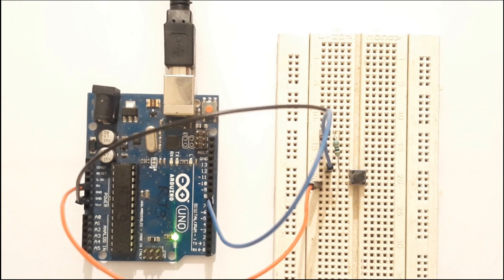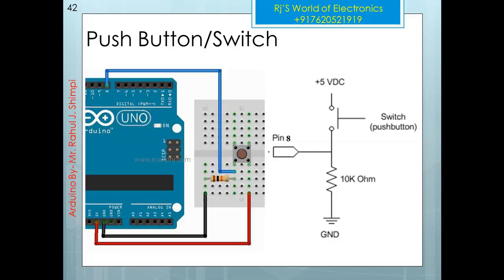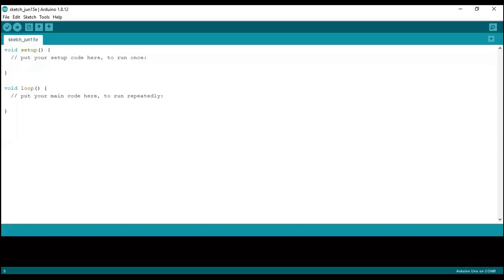Now we have to write a program for this circuit. In the circuit diagram, pin number 8 is connected to one leg of the button, so we have to configure this pin as an input. Pin number 13 is connected to the inbuilt LED, so we have to configure this pin as an output. Let us open the Arduino IDE and configure the pins of the Arduino.